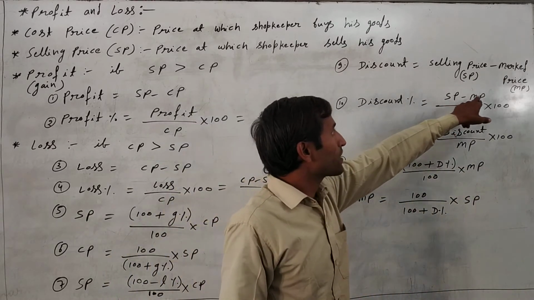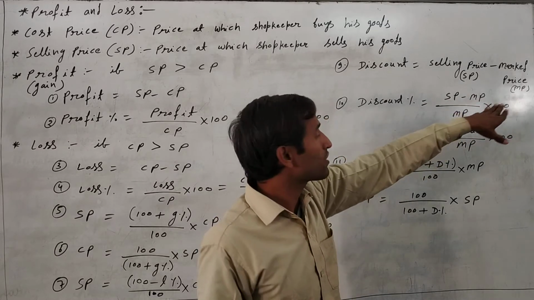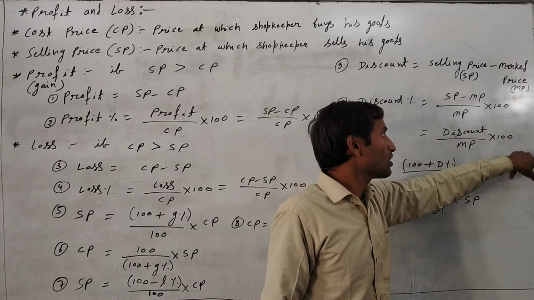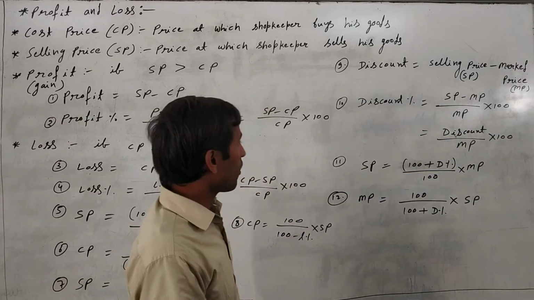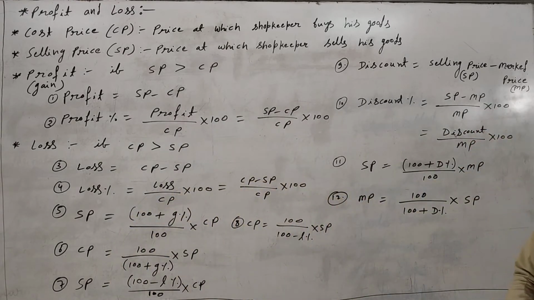So (SP minus MP) upon MP into 100. This is for finding the discount percentage. Or discount upon MP into 100 directly; these are both the same formula. Now if the question gives the discount percentage and we have to find SP, and MP will be given.